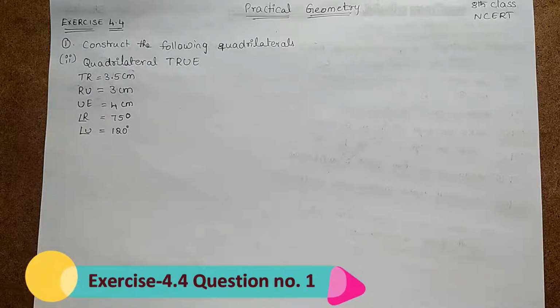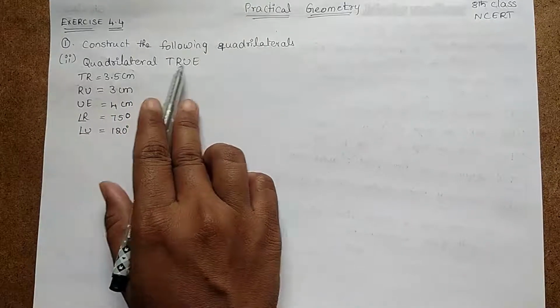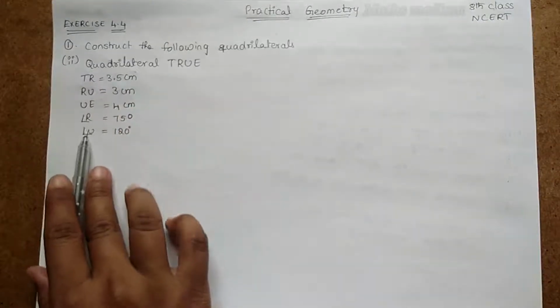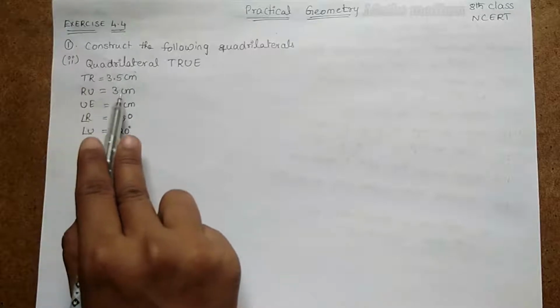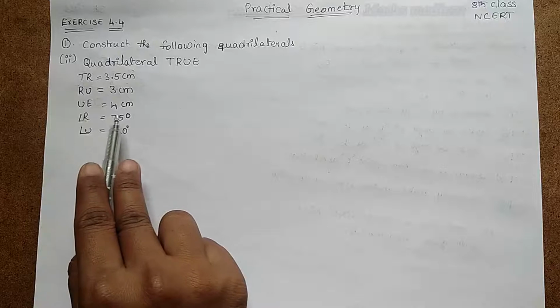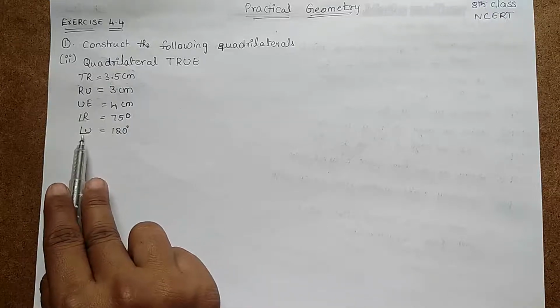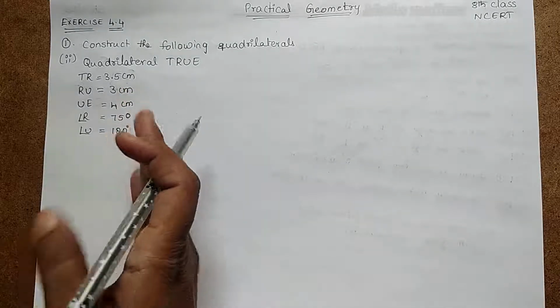Today I came with exercise 4.4 from Practical Geometry, 8th class NCERT. The question is: construct the following quadrilaterals. Quadrilateral TRUE. Here are the given sides and angles. TR is equal to 3.5 centimeters, RU is equal to 3 centimeters, UE is equal to 4 centimeters, angle R is equal to 75 degrees, and finally angle U is equal to 120 degrees. Here are the given 3 sides and 2 angles.